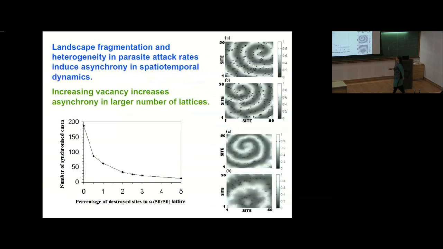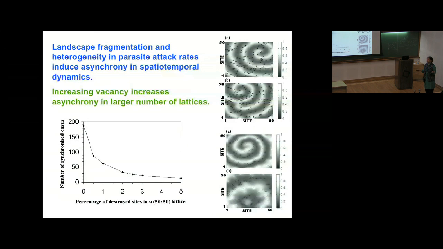Let's look at this graph. It says percentage of destroyed sites in a 50 by 50 lattice. So none are destroyed. What is plotted on the y-axis is the number of synchronized cases, which means 93 out of 100 were synchronized. In this case, we are doing it out of 200. So you can see, 186 times, they were completely synchronized. But as you introduce these kinds of vacancies, these black dots are the ones where nothing can grow, nothing can move. As you introduce these vacancies, you see the synchronization goes down, which means the lattice is unable to show the synchrony that it was showing earlier.